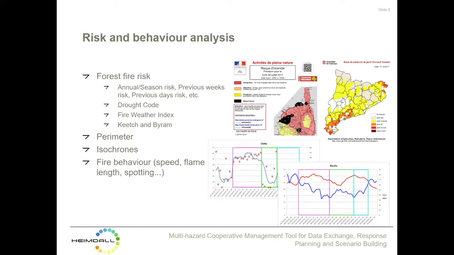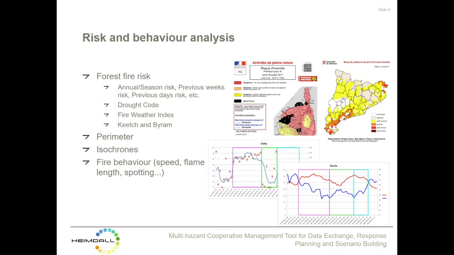In this sense, what is valuable for forest fire is to collect information about pre-incident forest fire risk, either annual or seasonal risk, the previous weeks, previous days, etc., like the drought code index, fire weather, the evolution of the drought code, the evolution of the fire weather index, etc. Then you can also perform analysis of the evolution of the perimeter, the isochrones, and of course the analysis of the fire behavior that can be obtained, as mentioned, from the information of pictures.